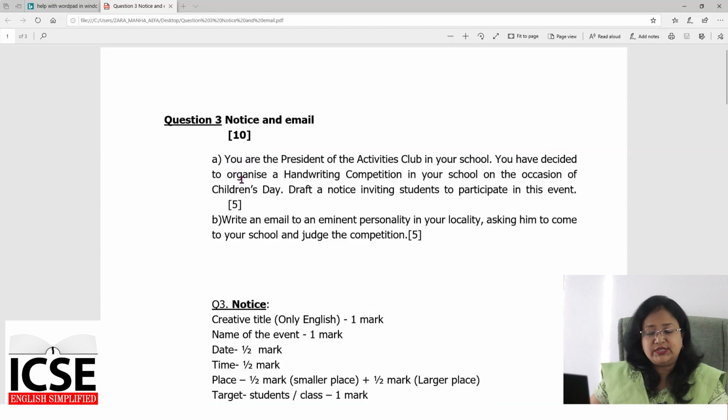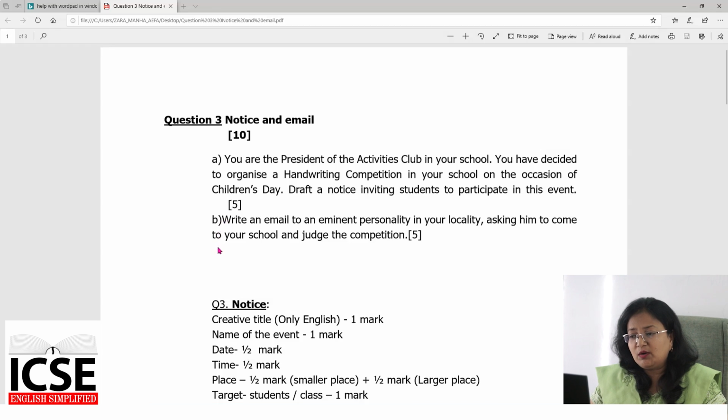The notice question reads, you are the president of the activities club in your school. You have decided to organize a handwriting competition in your school on the occasion of Children's Day. Write a notice inviting students to participate in this event. And the email is, write an email to an eminent personality in your locality asking him to come to your school and judge the competition. So you get similar questions in the examination, and I'm sure you have a bit of practice.